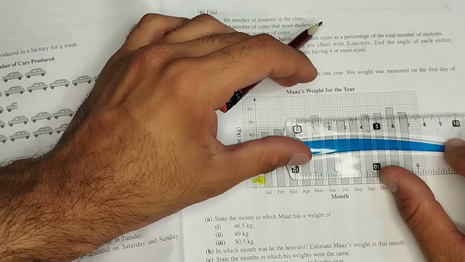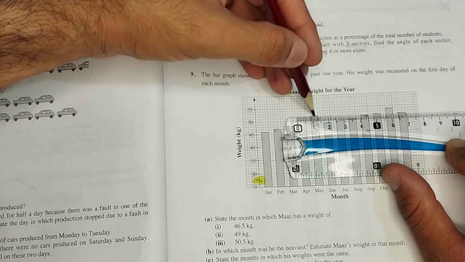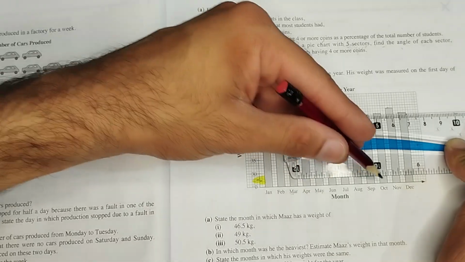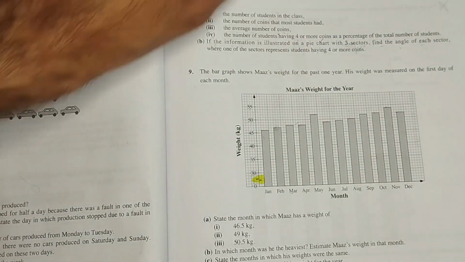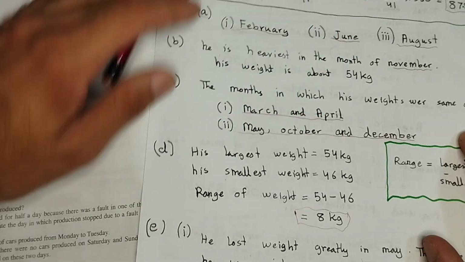And then you can put it here. See, this bar and this bar, they're exactly on the same level. This is May, then we have October, and then we have December. They have the same values. Okay, so we have 2 months that are similar and then 3 months that have the same weight.